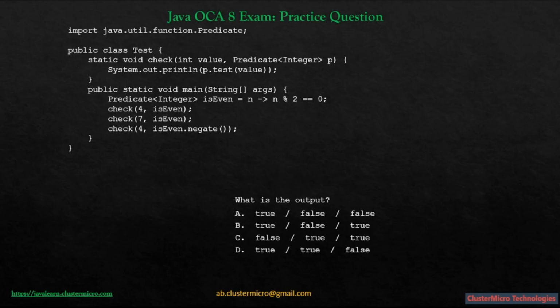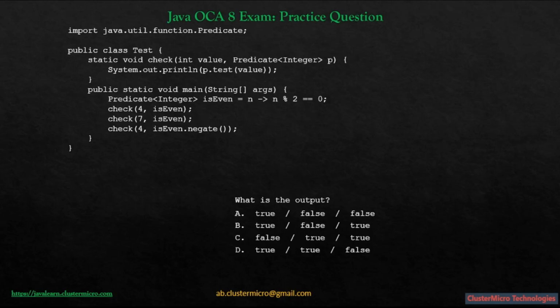And then we have check(7, isEven). We pass 7 and isEven, and p.test(7) runs. 7 % 2 is not equal to 0; the remainder is 1 in this case, not 0. The condition is not satisfied, so test returns false, and it printed false.